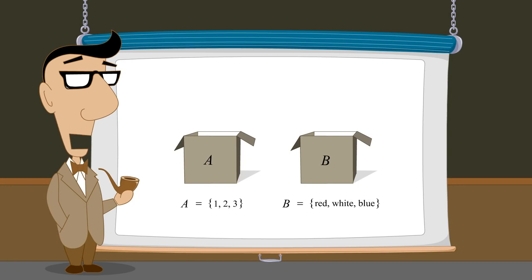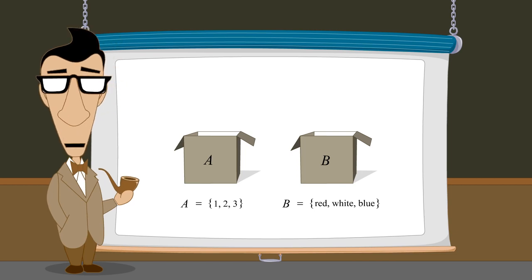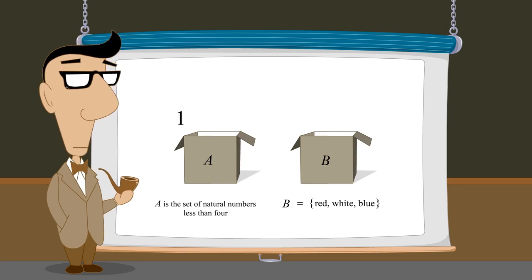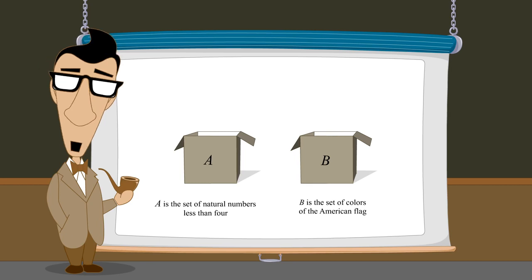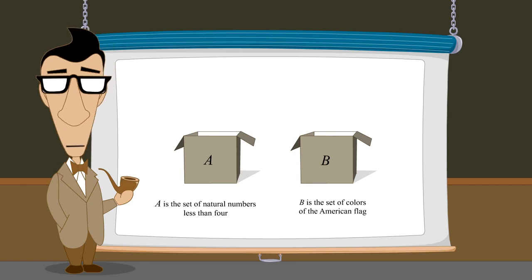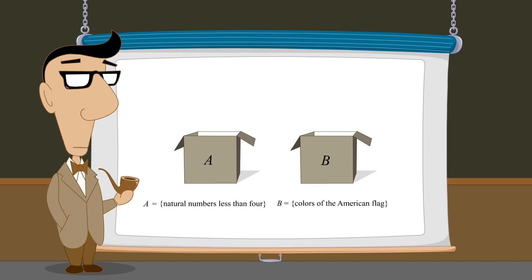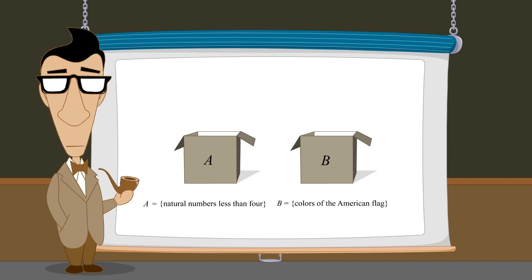Instead of listing each member, a set can also be defined by stating the properties that its members must satisfy. For example, for set A, instead of listing the elements, we could say that A is the set of natural numbers less than 4. And we could define set B as the set of colors of the American flag. Another option is to enclose the description in curly brackets. The brackets are read as "the set of all." For example, A is the set of all natural numbers less than 4.